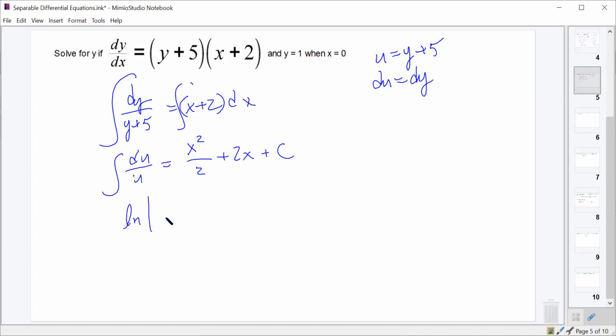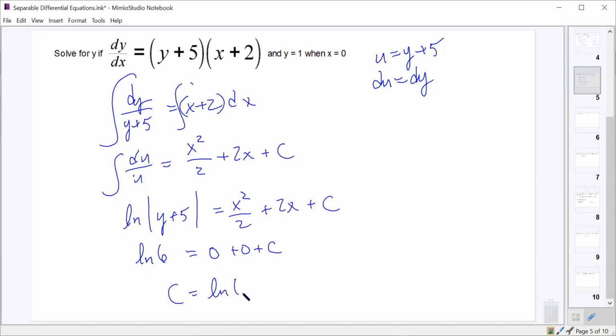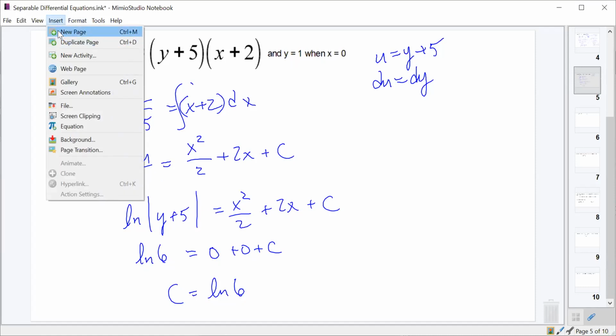It became natural log absolute value u, or natural log absolute value y plus 5, equals x squared over 2 plus 2x plus c. We plugged in 1 for y to get natural log of 6 equals 0 plus 0 plus c, so our constant was natural log of 6. Everybody agree with that? Yes. Perfect. All right.